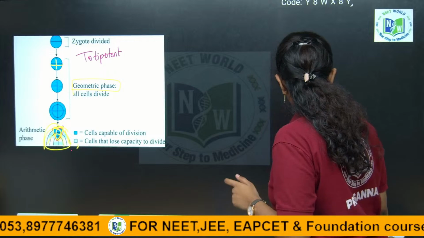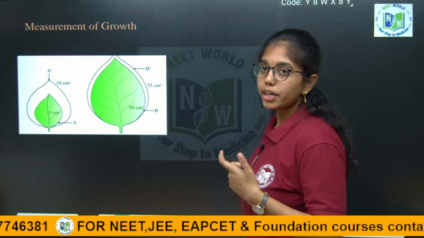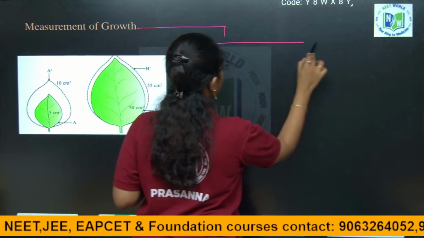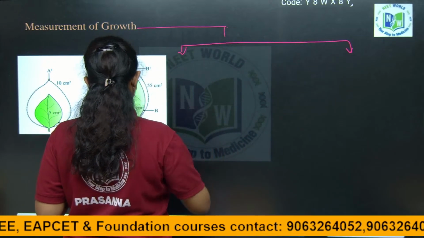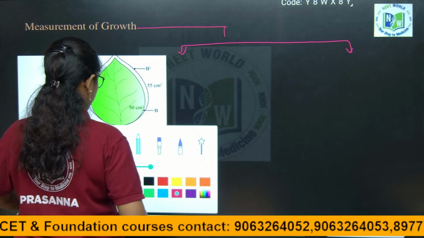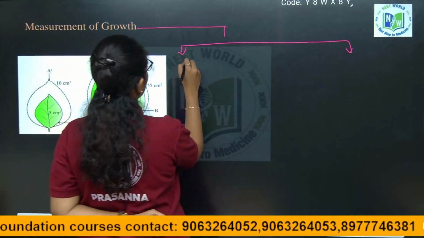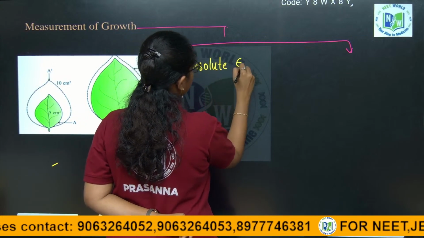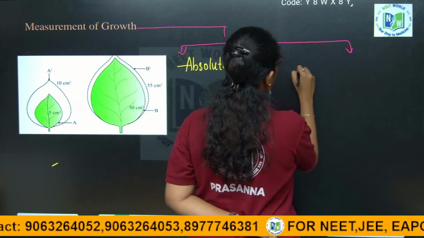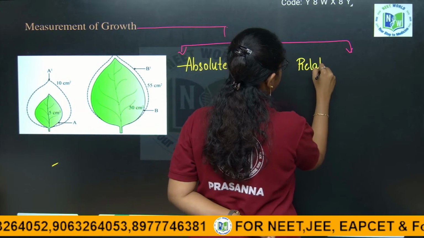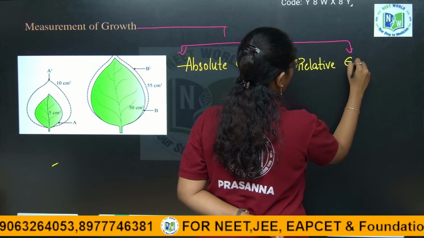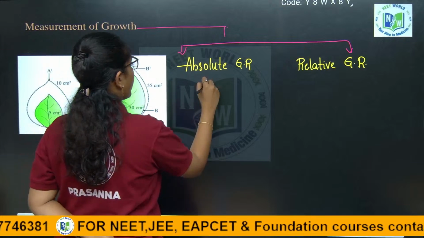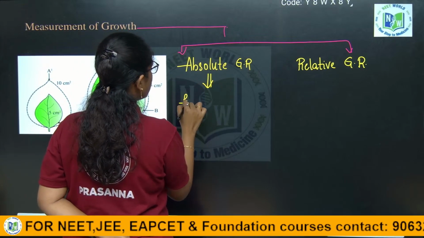Okay. Then measurement of growth. Growth is measured in 2 ways. One is absolute growth rate. What is it, ma? Absolute growth rate, and the second is relative growth rate.